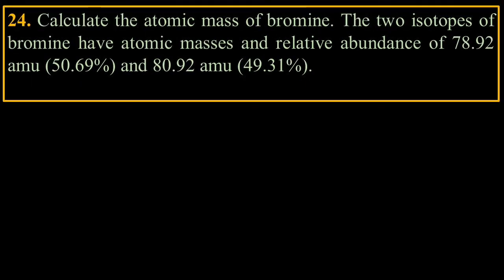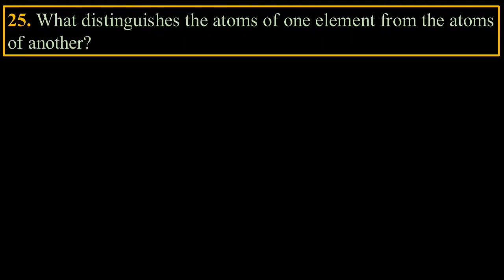Calculate the atomic mass of bromine. The two isotopes of bromine have atomic masses and relative abundances of 78.92 AMUs, 50.69%, and 80.92 AMUs, 49.3%. The average atomic mass is calculated the same way I just calculated it for copper: 79.91 AMUs. That would be the answer if you did it exactly the same way. It's a technique that works every single time.